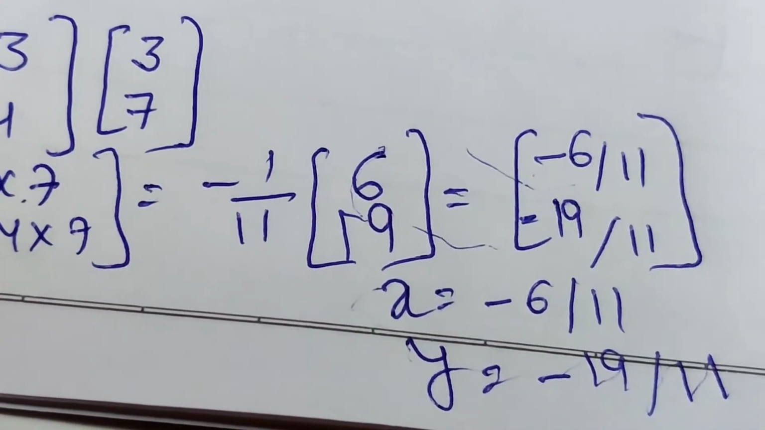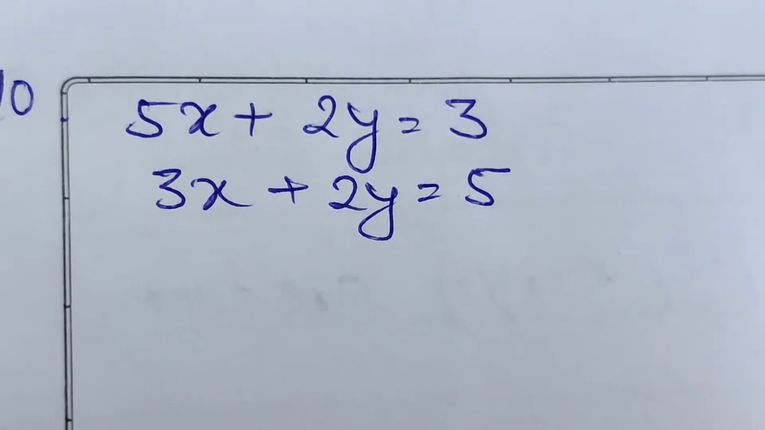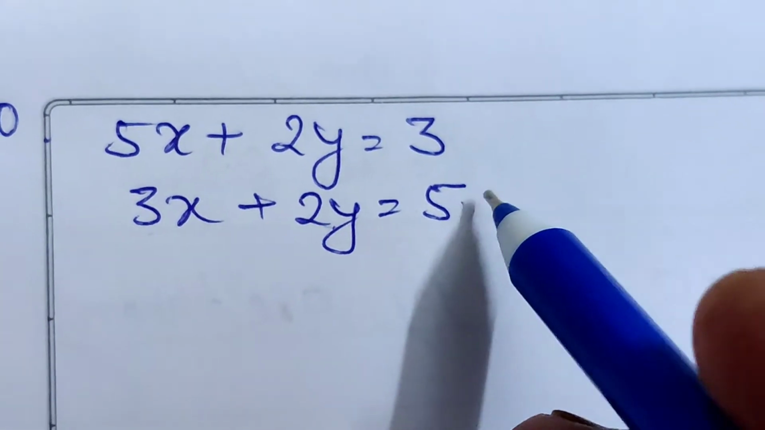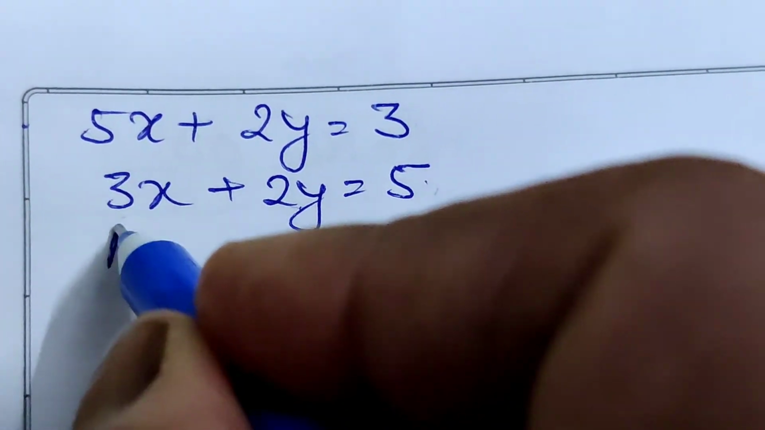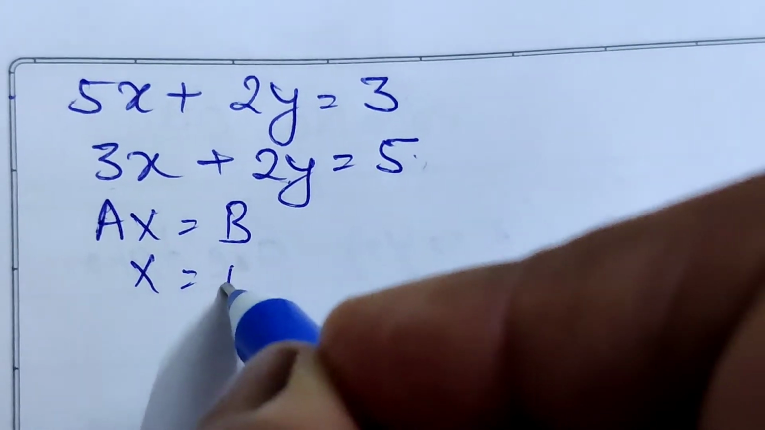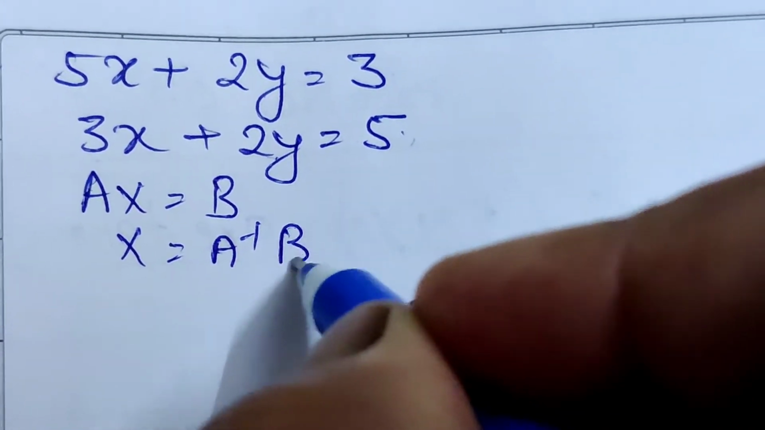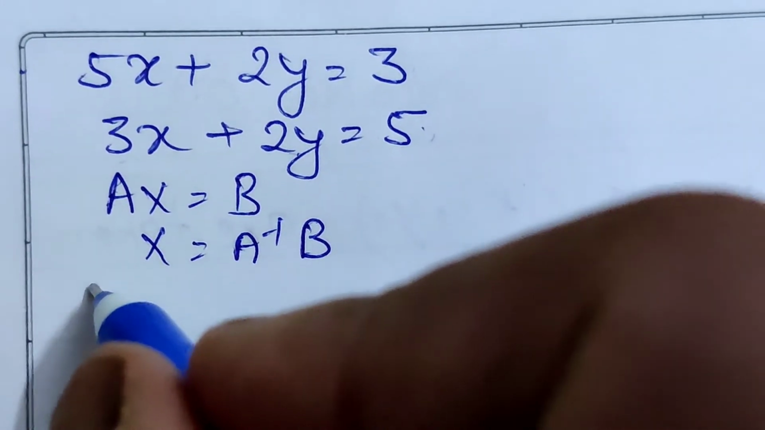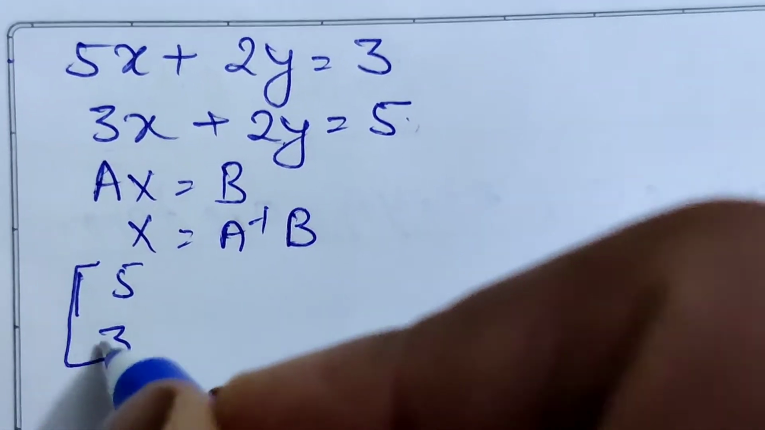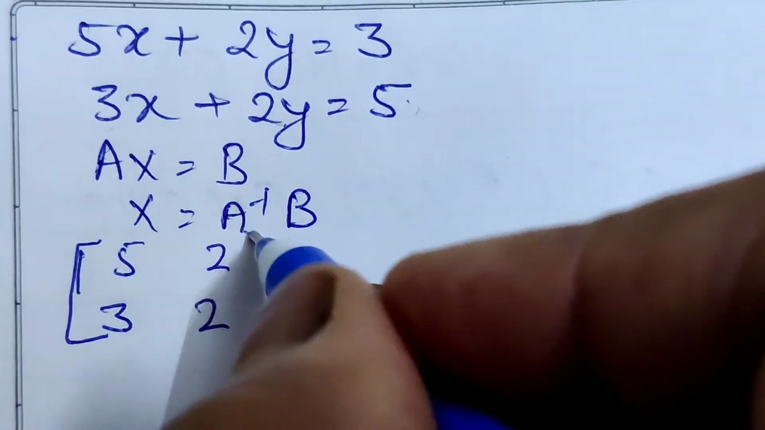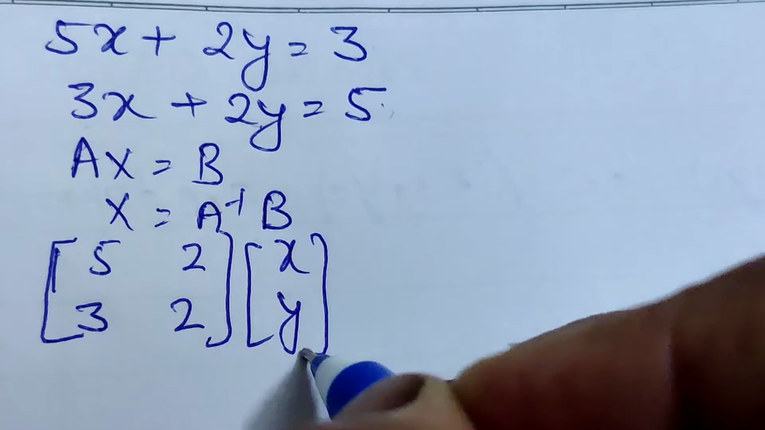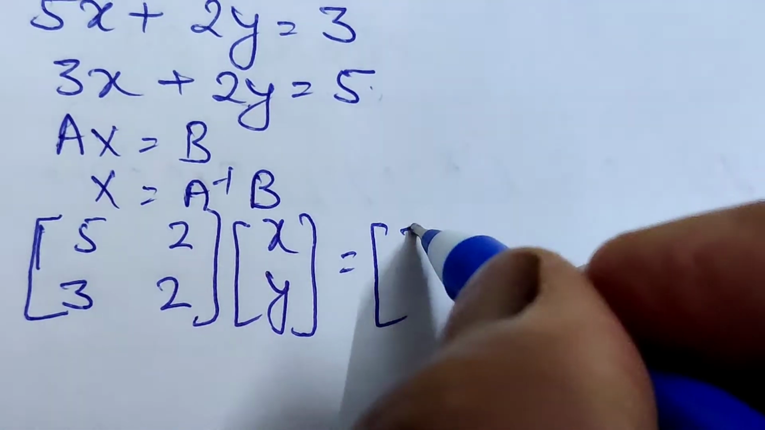Next question. Question number 10 is 5x plus 2y equal to 3 and 3x plus 2y equal to 5. Okay. Same pattern. X equal to A inverse B. Therefore, first we have to find the A matrix, which is [5, 2; 3, 2]. X is the variables and B equal to the constants.